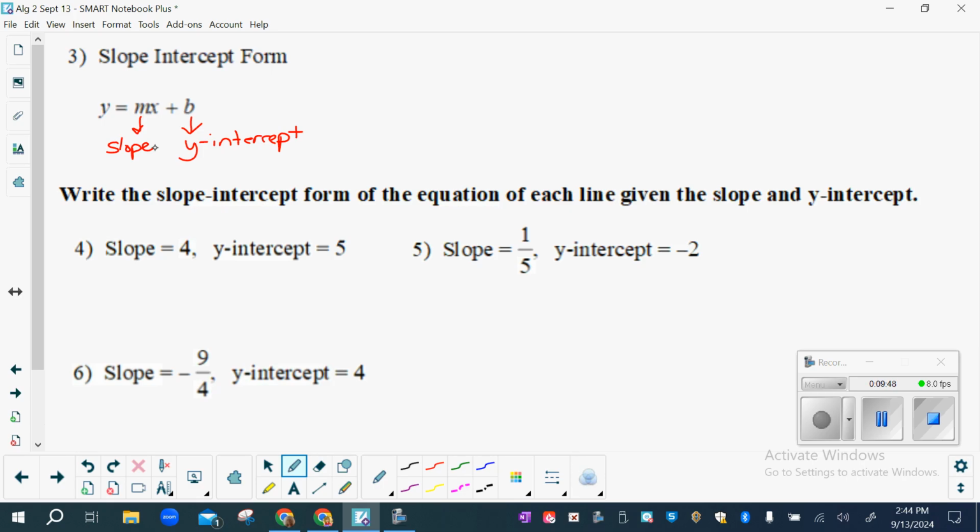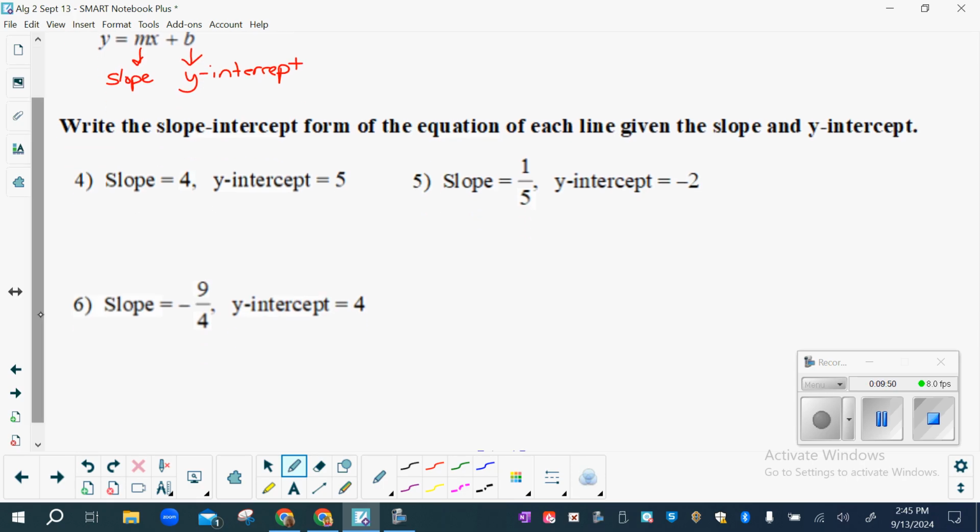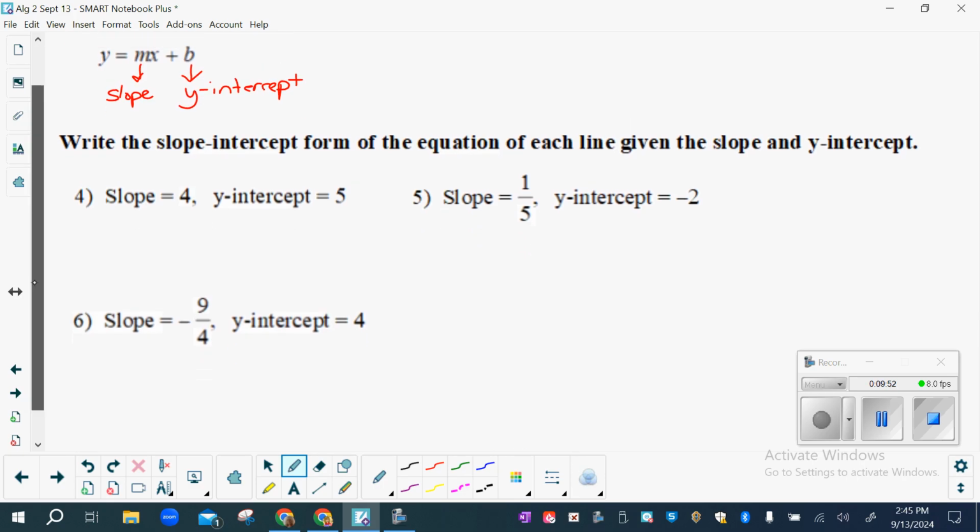Okay, so now we've got a slope and we've got a y-intercept, and we want to write it in slope-intercept form. So we're going to put the slope here where m is, and the y-intercept here where b is. So it would be y equals 4x plus 5. Not too hard, huh?